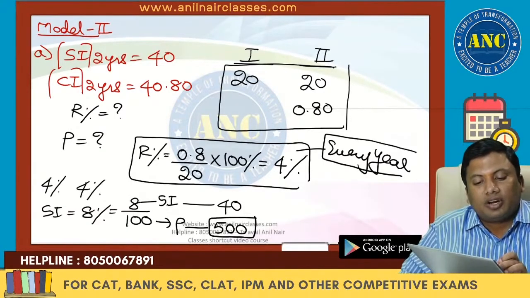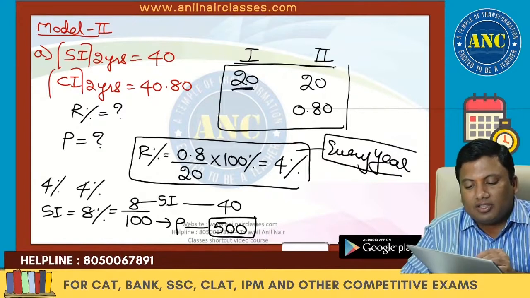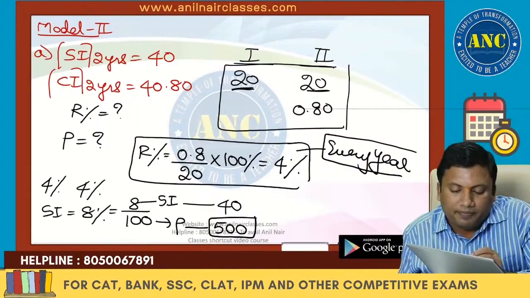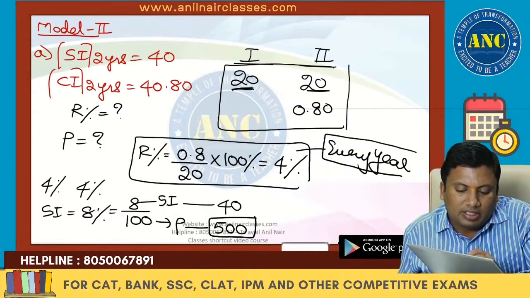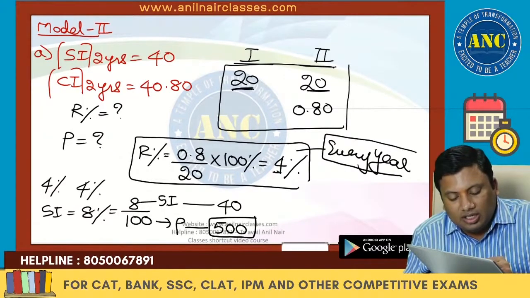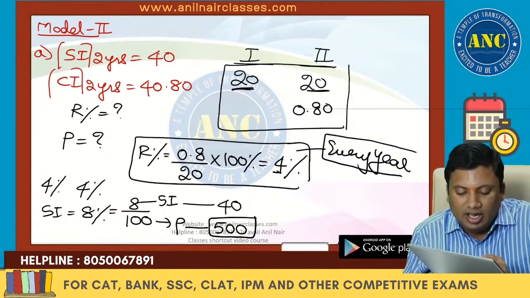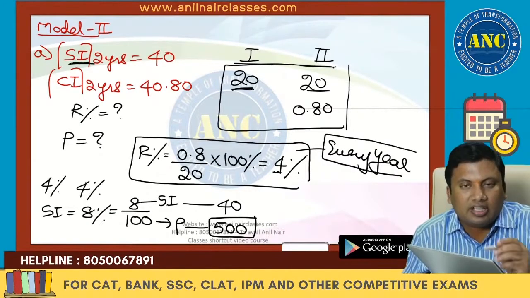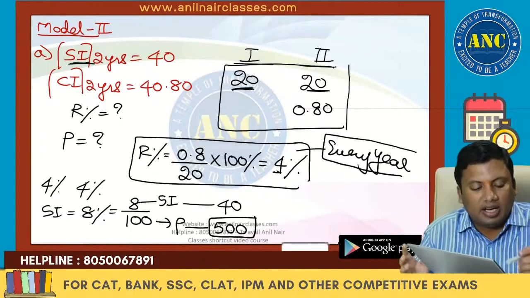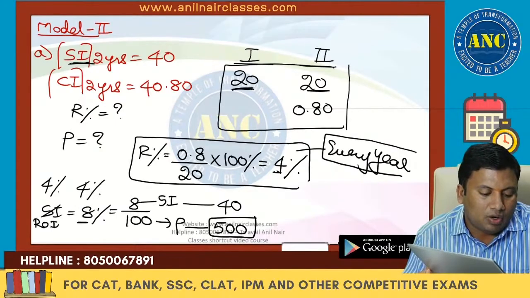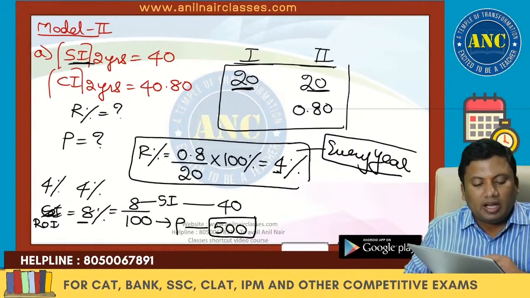Simple interest for 2 years is 40. First year 20, second year 20. Overall, it is 40.8. So, extra it is 0.8. 0.8 on 20 is nothing but 4%. Every year it is 4%. For 2 years, first year 4, second year 4. Total rate of interest will be 8 by 100.